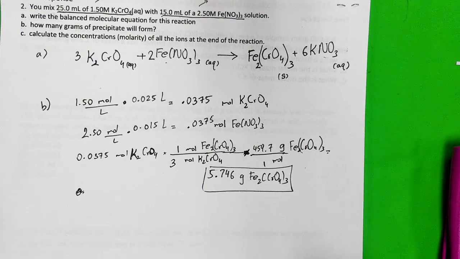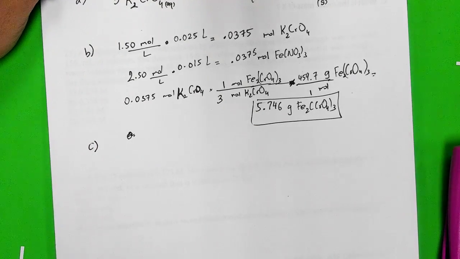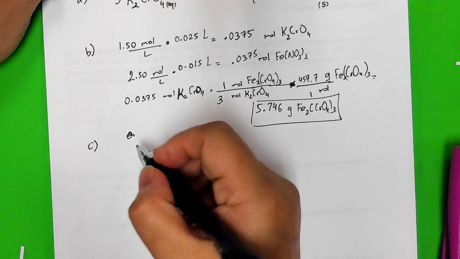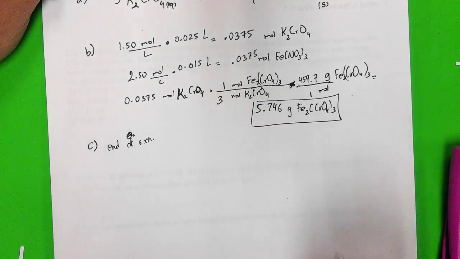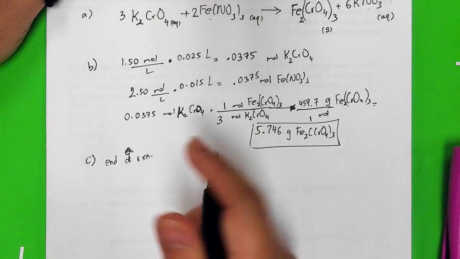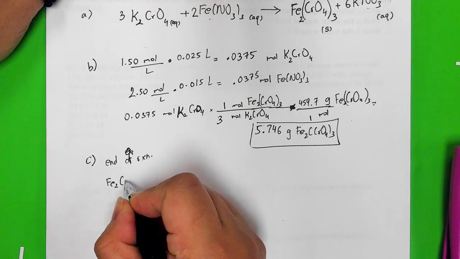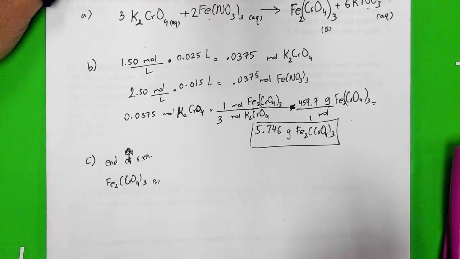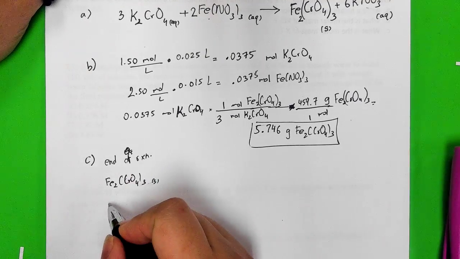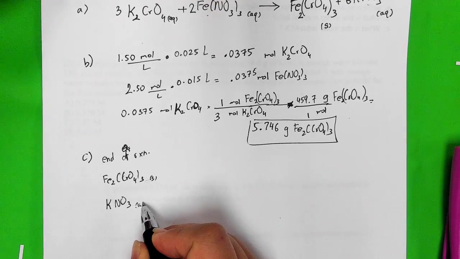This kind of goes with the drawing too, so I'm going to do both so that you can see that. So part C, let's talk about which one's left at the end. So, end of reaction. Remember I talked about end of reaction. Of course you're going to have your product, Fe2(CrO4)3 solid. So this is not iron. We're not going to talk about this one. You also have KNO3 at the end of the reaction, but this is aqueous.